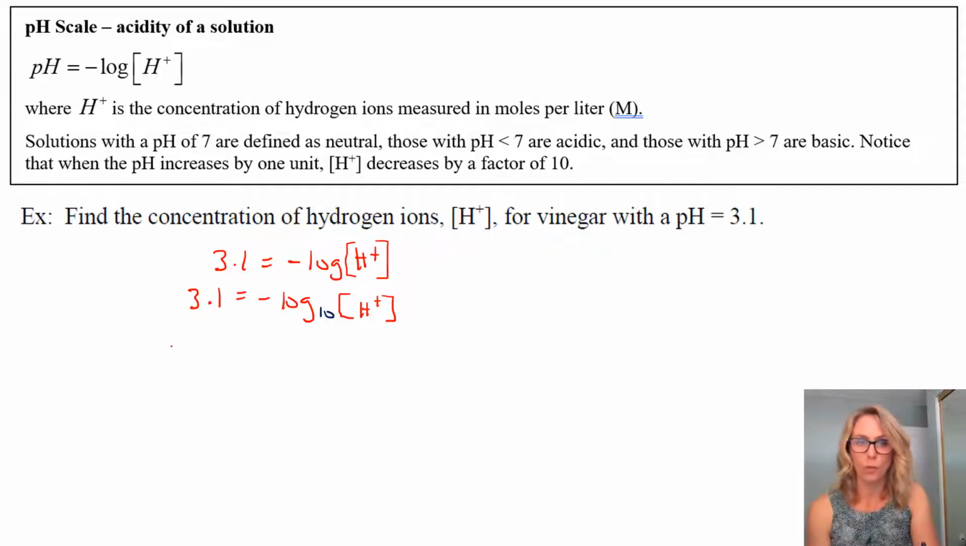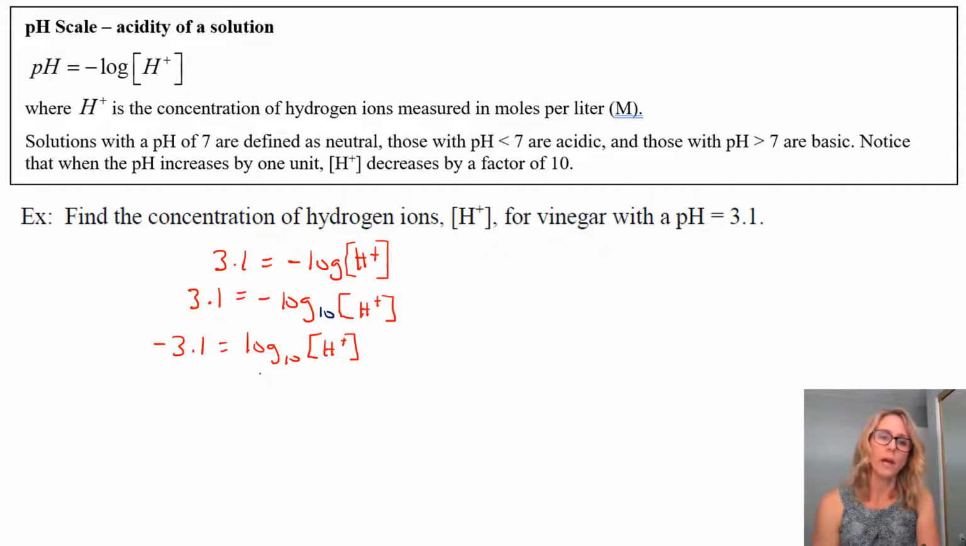So the first thing I'll do is move the negative to the other side, because if I do want to rewrite it, I just want to have log. I don't want to have something in front of that log for the rewrite. Now, notice the right side says 10 to what power gives us H plus? And we're told that that's a negative 3.1.